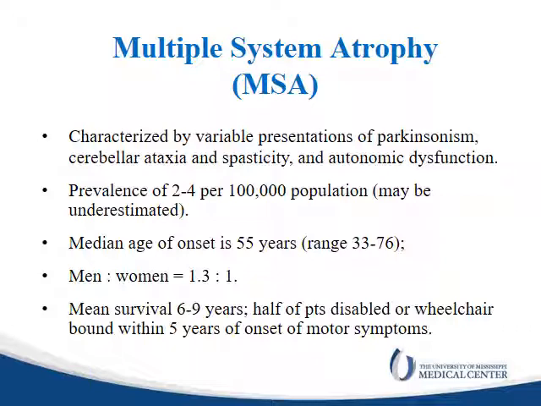The typical prevalence of MSA is 2 to 4 per 100,000 population, and the median age of onset is a little bit younger than PSP and Parkinson's disease, around 55 years old. Men are more commonly affected than women. The mean survival time is similar to PSP, 6 to 9 years. Half of patients are disabled or wheelchair bound within 5 years of onset of motor symptoms, typically because of significant orthostatic hypotension. They just cannot get up without dizziness, lightheadedness, or blackout.